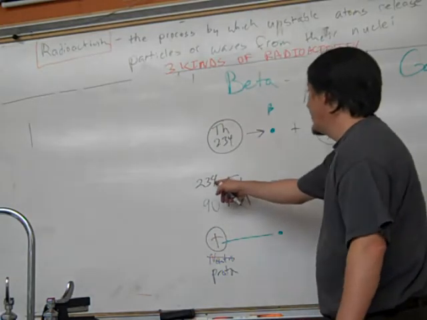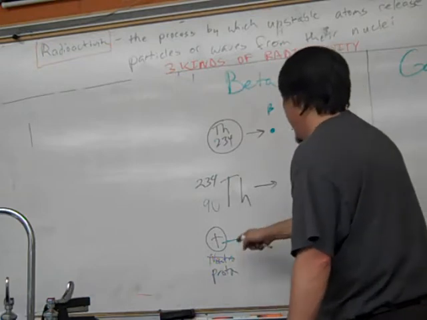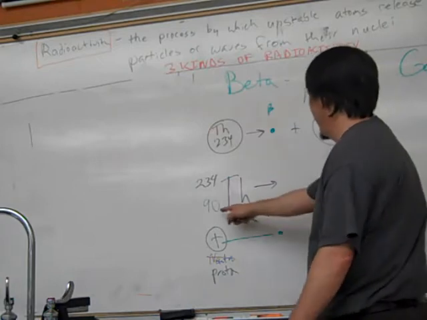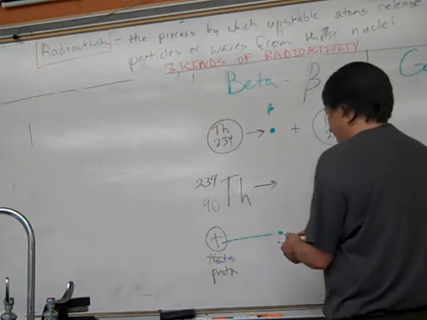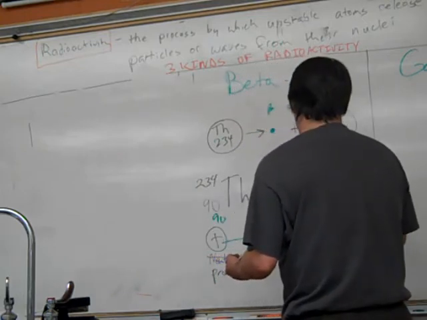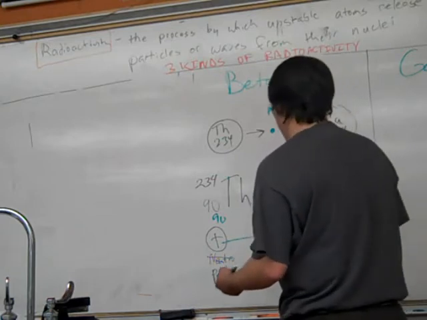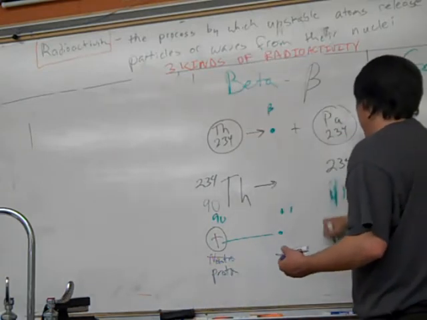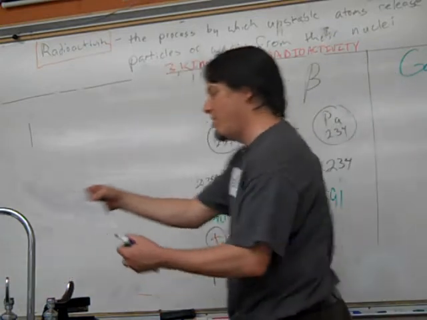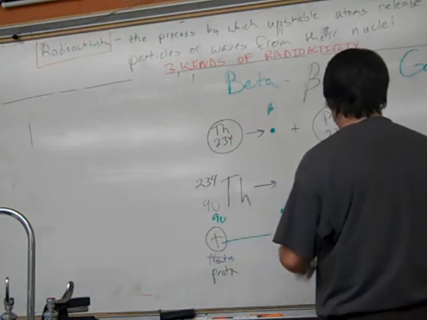So this number stays the same, first of all, because it lost one of these but gained one of these. So this number stays the same. But this number doesn't stay the same. This number, 90, basically, plus 1, gives us 91. So now it has 91 protons because a neutron became a proton. Let me draw that better. 91. And so all we have to do is go to our periodic table, find number 91, and we see that it is Pa.